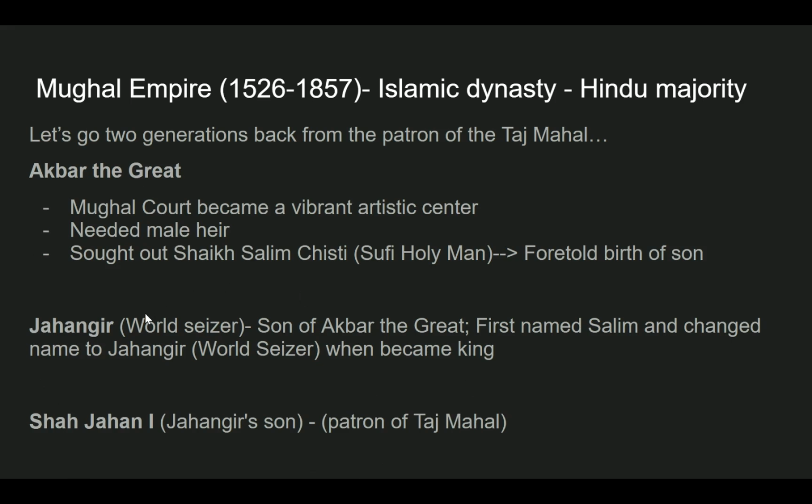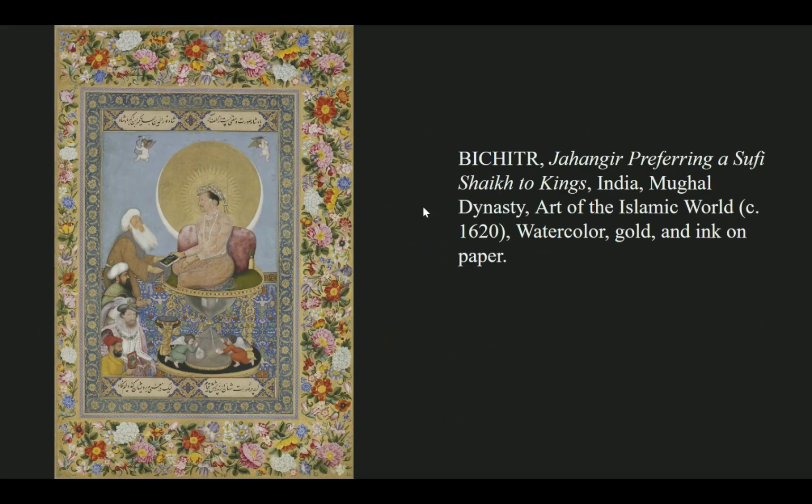So we're going back a little bit. We're going to look at his father, Jahangir, called World Caesar. He was the son of Akbar the Great. First his name was Salim, and he changed it to World Caesar when he became the king. Now, the Mughal Empire is obviously an Islamic dynasty, but the majority of India is Hindu at this point. So just FYI, and we'll see some examples of how this is done peacefully under Jahangir's rule.